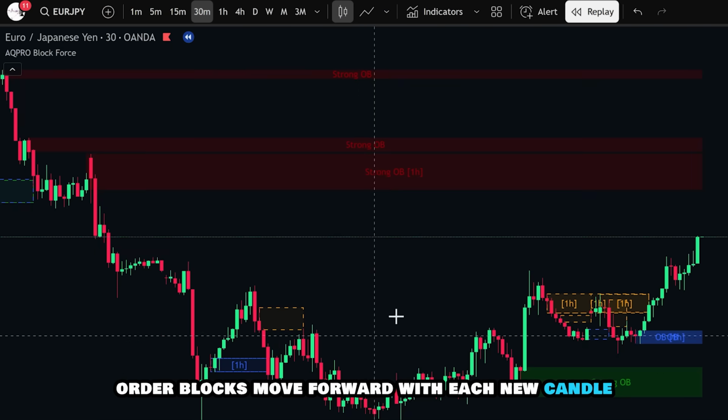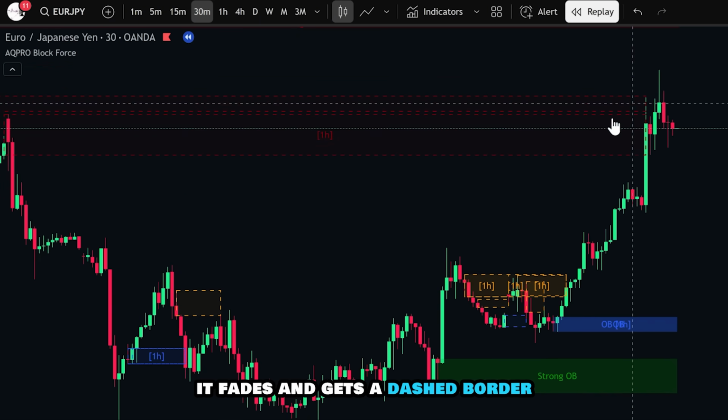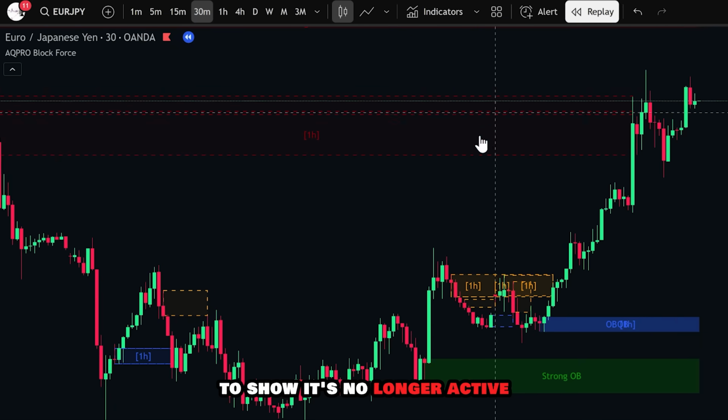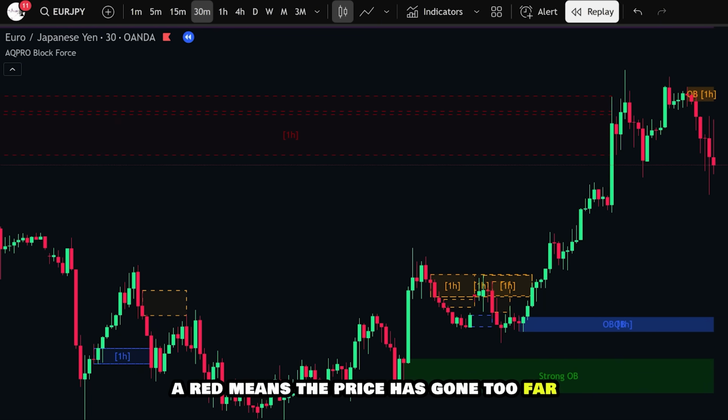Order blocks move forward with each new candle. When price touches one, it fades and gets a dashed border to show it's no longer active. A red means the price has gone too far, and the zone should not be used.